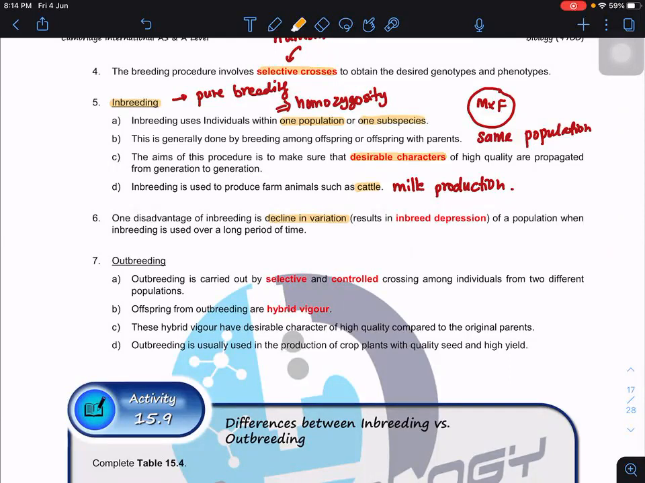So in this case, you can see that the milk production will decrease in the population, and this phenomenon we term inbreeding depression. So it means it's useless. Why? Because you won't be able to gain much, because they won't be able to survive better.